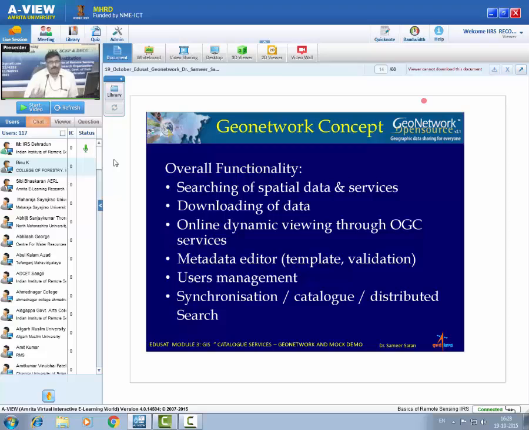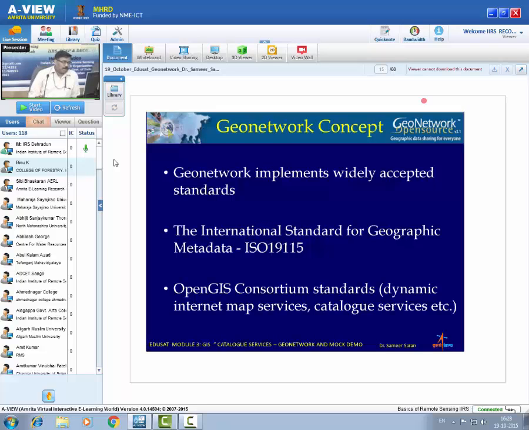The overall functionality is searching of spatial data and services, downloading of data, online dynamic viewing of OGC WMS services, a metadata editor, user management, and of course synchronization, that is, the distributed search, which keeps updating on the basis of the harvesting mechanism.